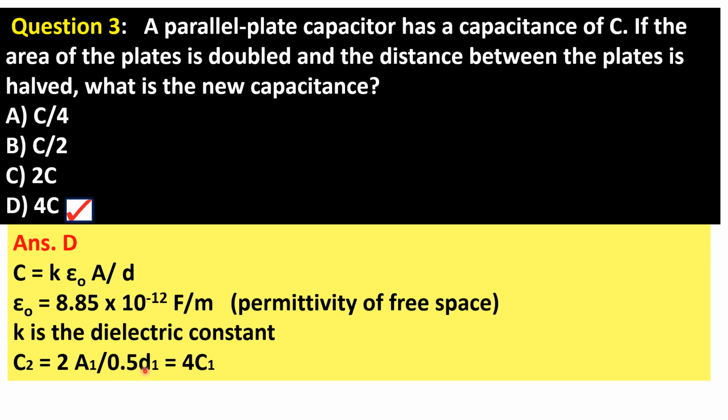divide, I mean multiply by 0.5, the value of the original distance D. That's the same as having 1 half multiplied by D1, 0.5 D1. Okay, so that will give us for the new capacitance C2 being equal to 4 times the original capacitance C1. Therefore, that makes letter D our answer to this question.